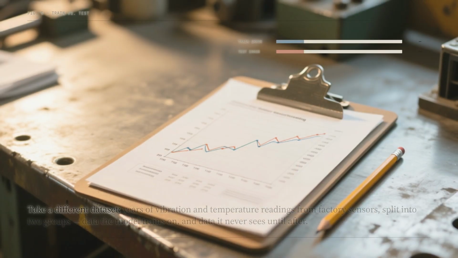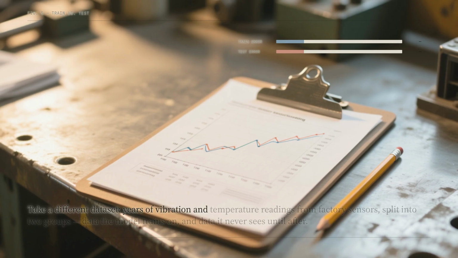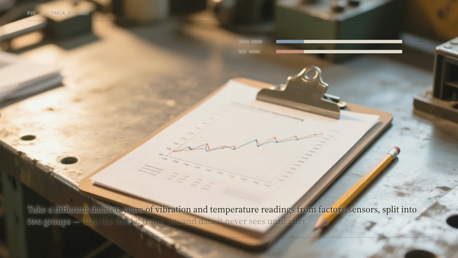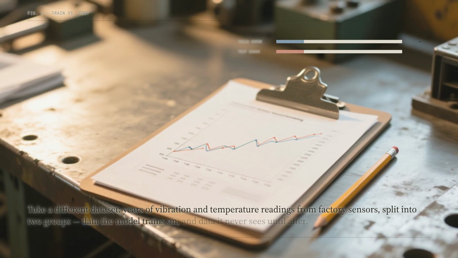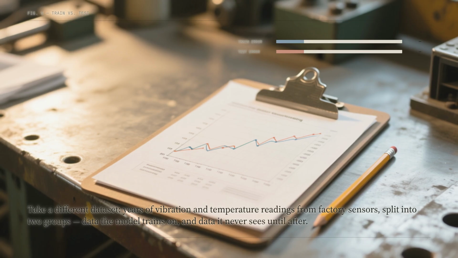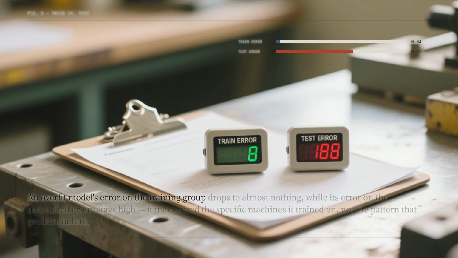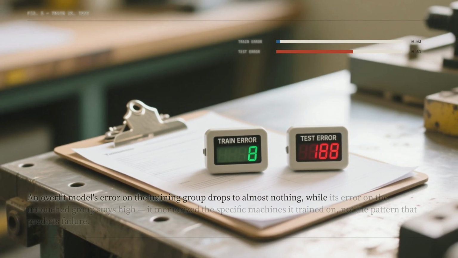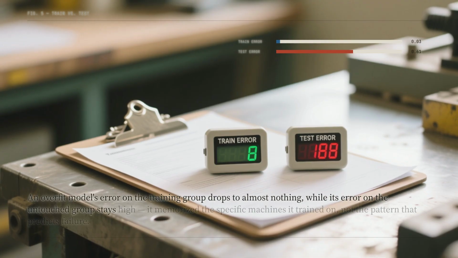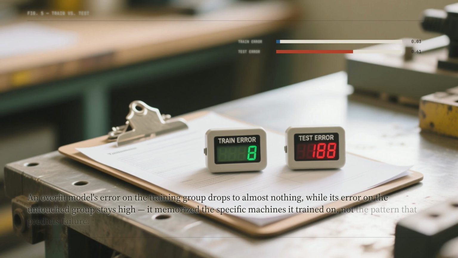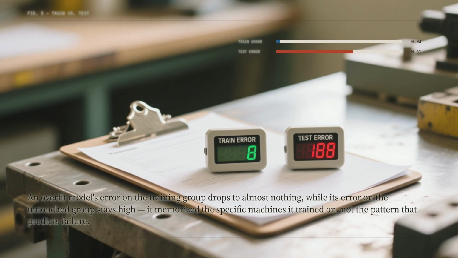Take a different data set: years of vibration and temperature readings from factory sensors, split into two groups: data the model trains on, and data it never sees until after. An overfit model's error on the training group drops to almost nothing, while its error on the untouched group stays high. It memorized the specific machines it trained on, not the pattern that predicts failure.